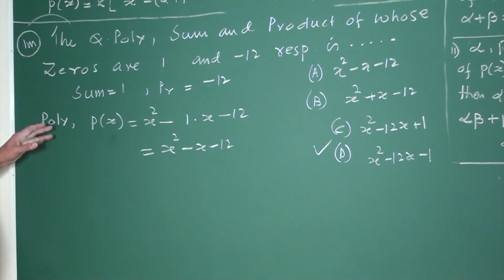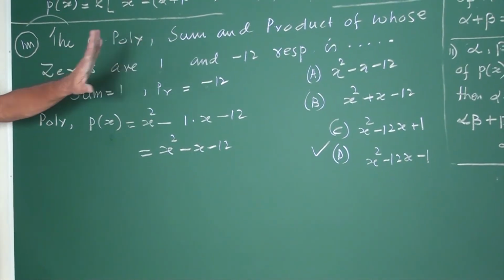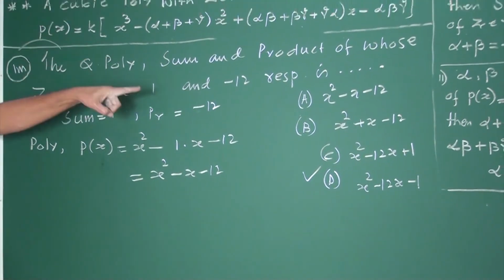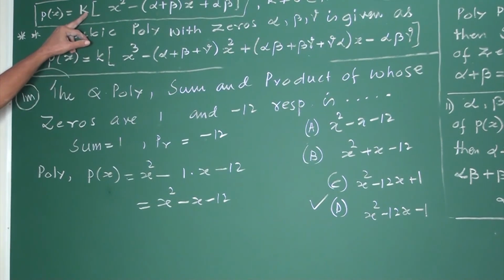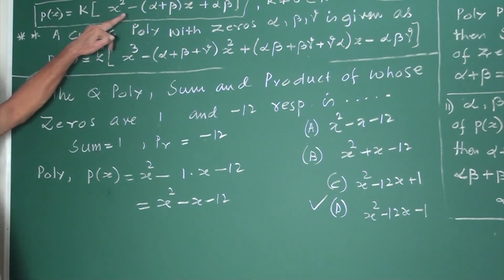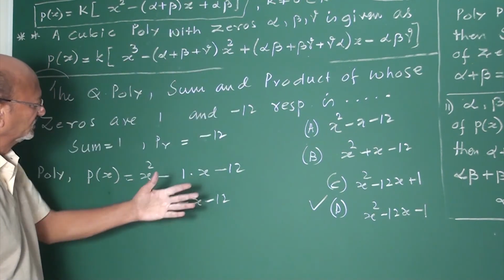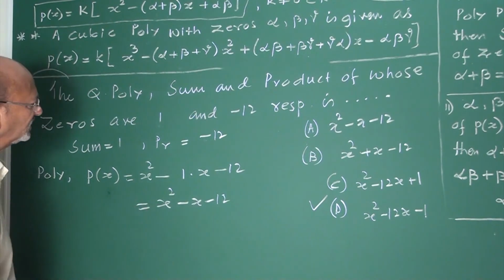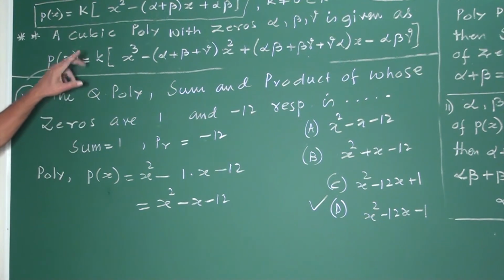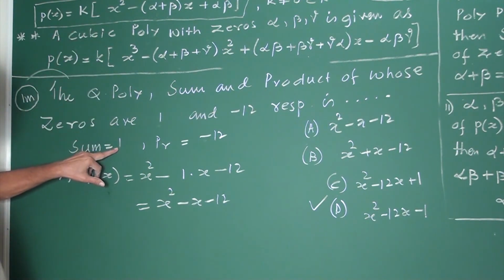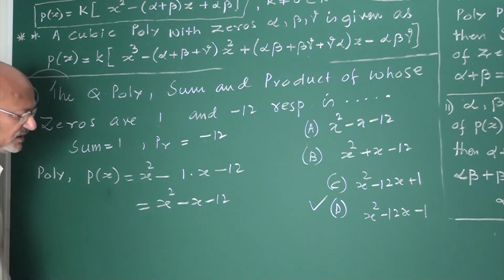So in this case, my friends, not that a by b minus b by a, c by a. No. Direct you have to make use of this. And looking at the options, there is no K. K is 1. By taking K equal to 1, x square. What is sum? 1. Minus 1 into x. Minus 12 product. Direct one step, you can write the answer. Just have it in for your sake, my friends. Otherwise, direct, what is it? X square, sum, minus 1 into x, product, minus 12. Your answer is what? A, my friend.